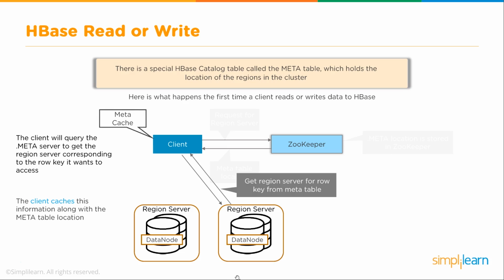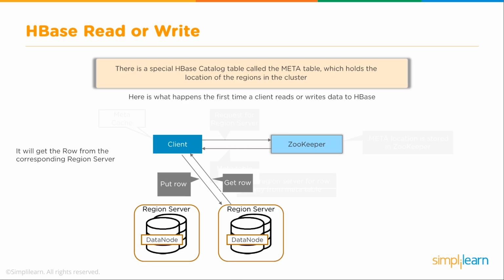The client will query the meta server to get the region server corresponding to the row key it wants to access. The client caches this information along with the meta table location. And you can see here the client going back and forth to the region server with the information. And it might be going across multiple region servers depending on what you're querying. So we get the region server for row key from the meta table. That's where that row key comes in and says, hey, this is where we're going with this. And so once it gets the row key from the corresponding region server, we can now put row or get row from that region server.